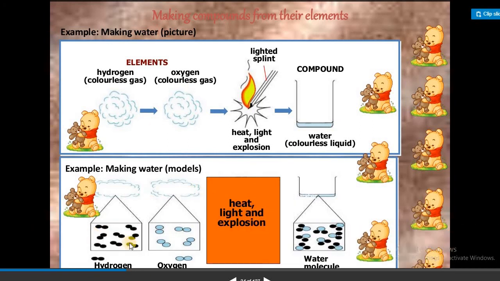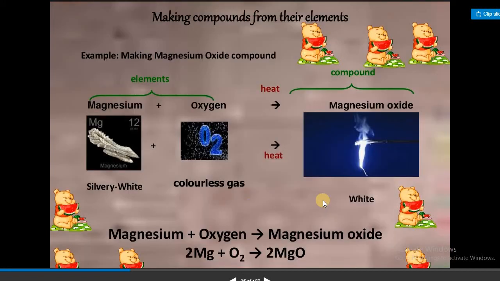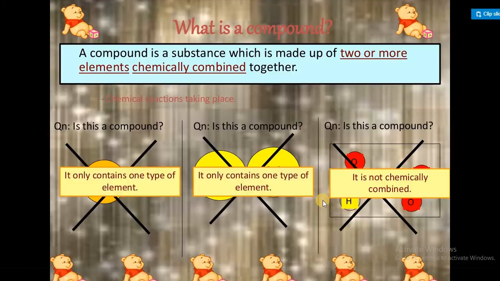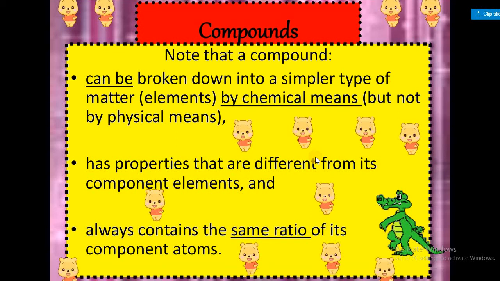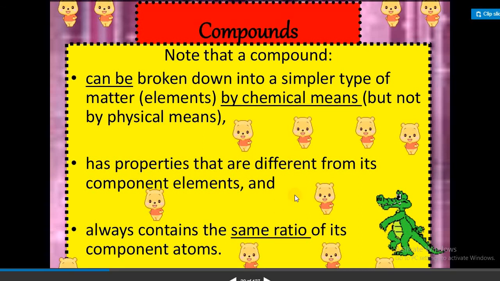This is another example of making water. Hydrogen gas and oxygen gas combine together to form water. So this is what they are trying to say, that a compound has properties different from the component elements and always contains the same ratio of the component atoms. Like if you take water from Niagara Falls, or a sample of water from the River Thames, or a sample of water from anywhere in the world, then water is H2O. So hydrogen is always 2, oxygen is always 1. So the hydrogen and oxygen combine in the same ratio. And whenever you want to make water, you will need that ratio to make water.